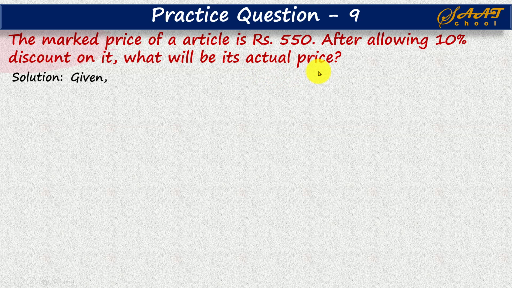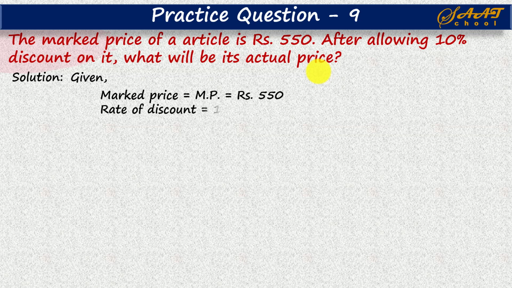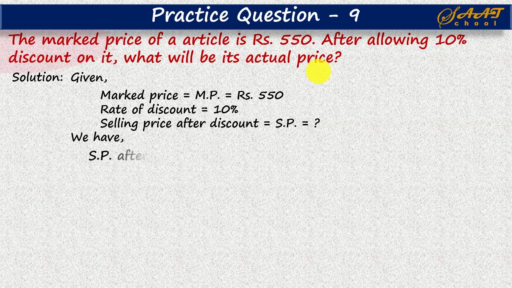So here we have the mark price of the article, which is 550. We have the rate of discount, which is 10%. Now we have to find the selling price, or the actual price after discount, and the relation we have is: selling price after discount is MP minus discount percent of MP. If there is a discount, that discount is calculated on the mark price. So we have mark price minus discount percent of mark price.